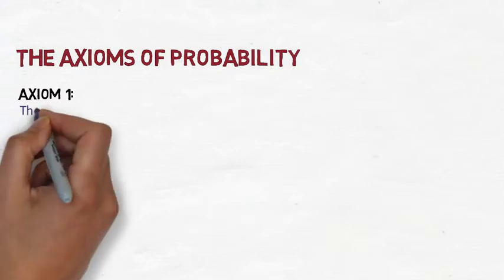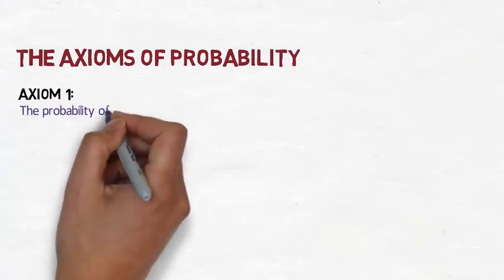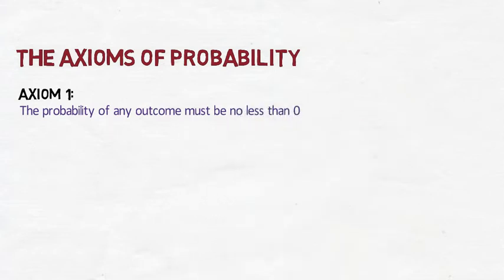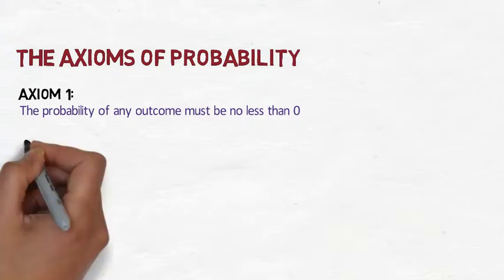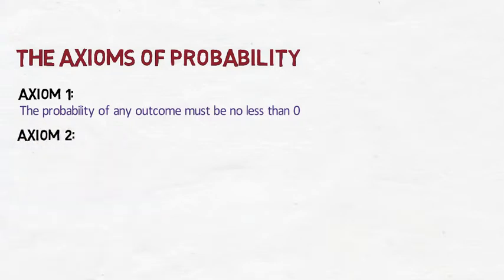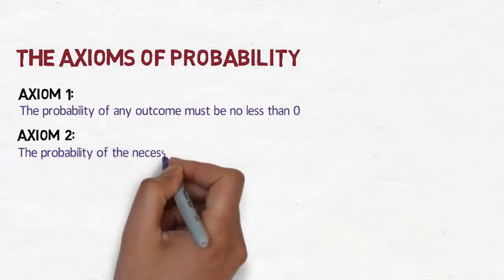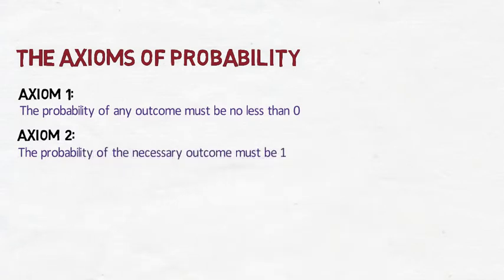The first axiom is probably the easiest. It says that the probability of any outcome has to be no less than 0. That is, there cannot be any so-called negative probabilities. The second axiom is almost as easy as this. It says that the probability of the trivial or the necessary outcome has to be equal to 1. Or to put that in slightly different terms, if some outcome is necessarily true, if it is guaranteed to be true no matter what happens, then its probability is 100%.